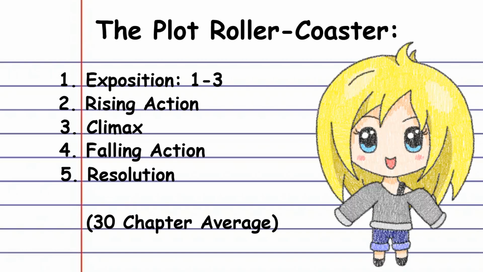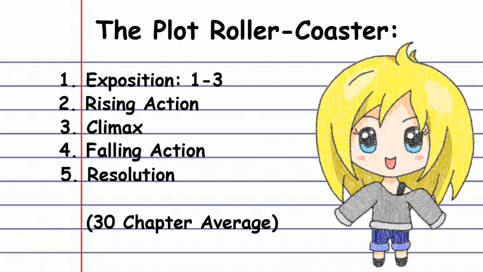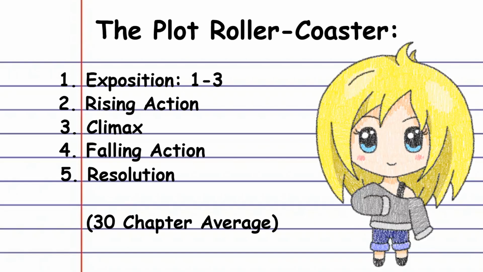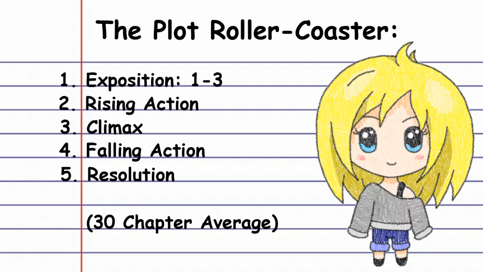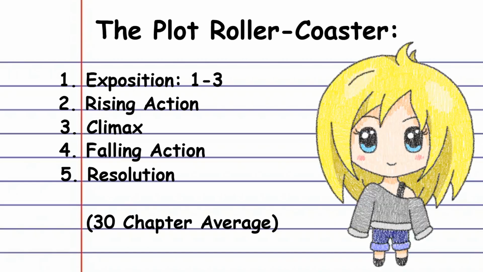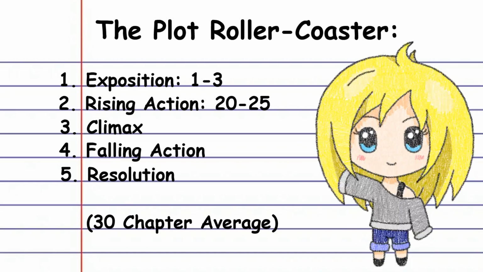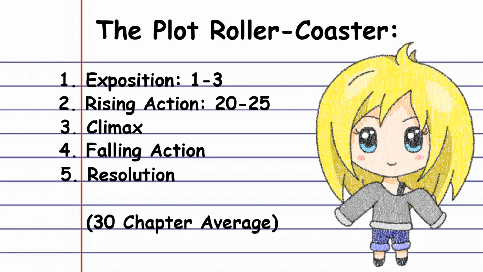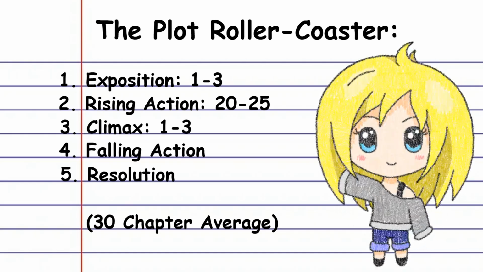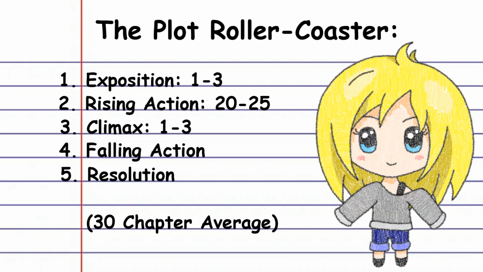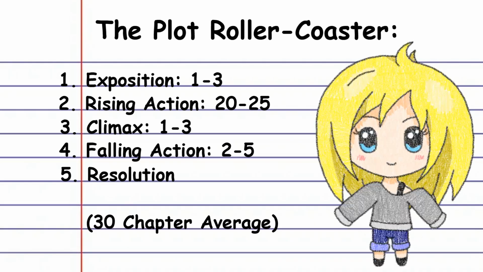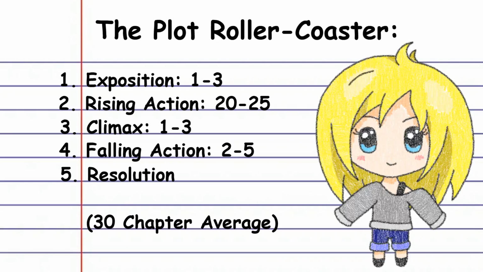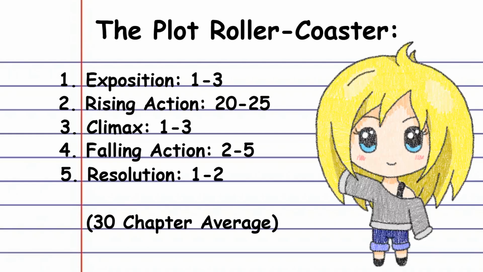Then we get into the main meat of your story, the rising action. I'd say in a book with 30 chapters, the rising action is probably going to be somewhere between 20 and 25 chapters. Then the climax would be between 1 and 3 chapters, the falling action between about 2 and 5 chapters, and then the resolution of the novel would only be between 1 and 2 chapters.